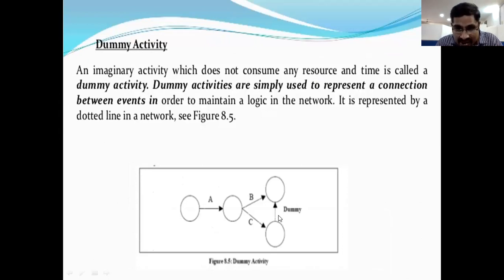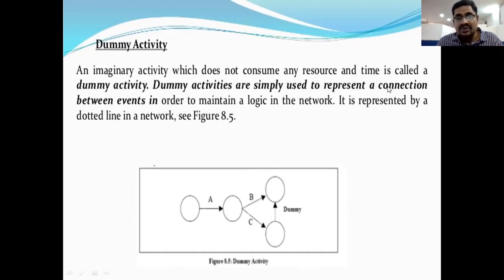So here, look at this dotted line connecting the C node and the B node. This dotted line is called a dummy activity. This dummy activity has no effort and no time, right? We need to construct a logical network by using the dummy activity, so for this purpose we use it. An imaginary activity which does not consume any resources or time. So the dummy activity has no time, no resources, and no effort.